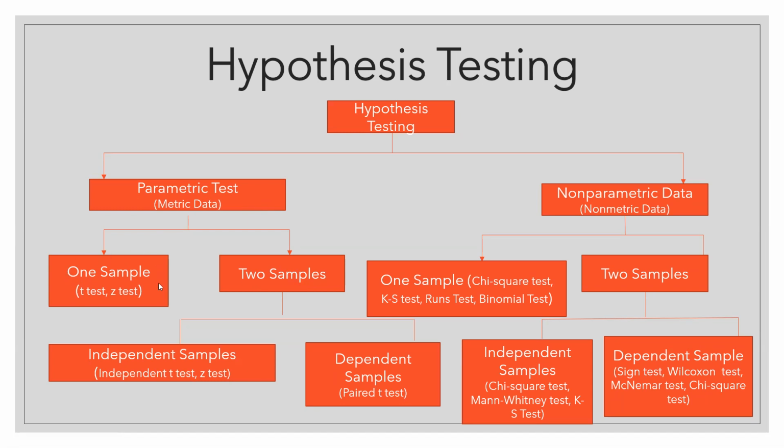For one sample, you are going to apply a t-test or z-test. When there are two samples, you have to categorize whether it is an independent sample or a dependent sample. If it is an independent sample, you are going to apply a t-test or z-test. When the data is a dependent sample, then you are going to apply a paired t-test. I had already given my paired t-test video, where I explained the difference between independent sample and dependent sample.